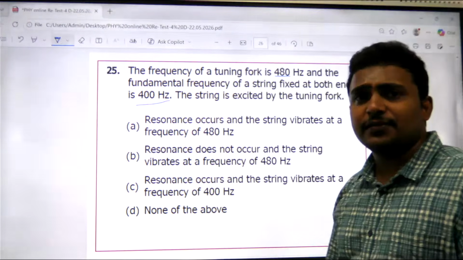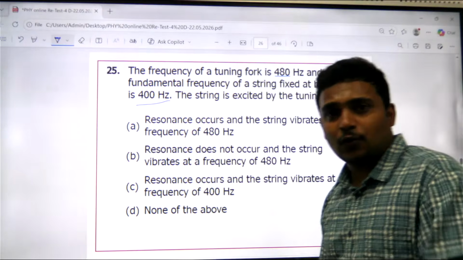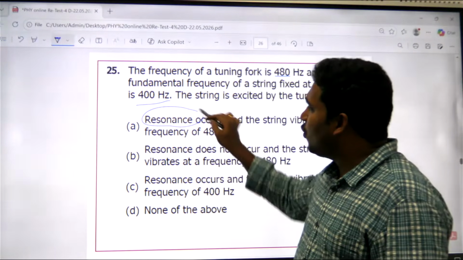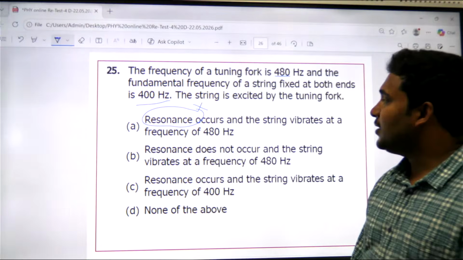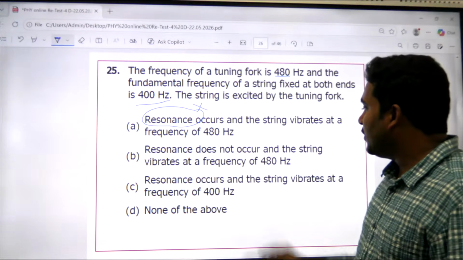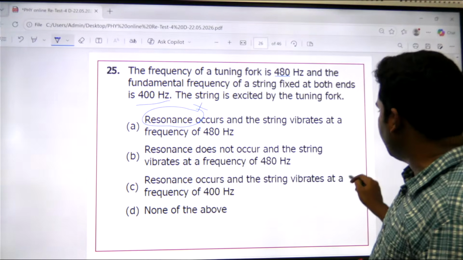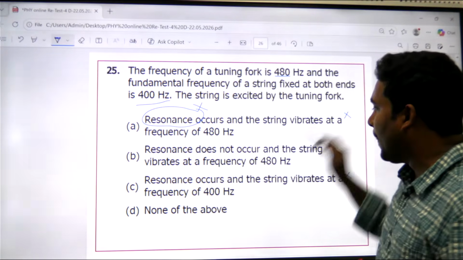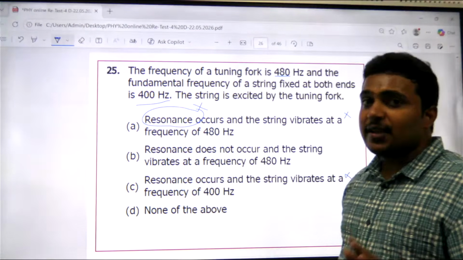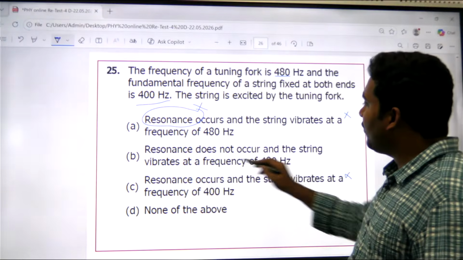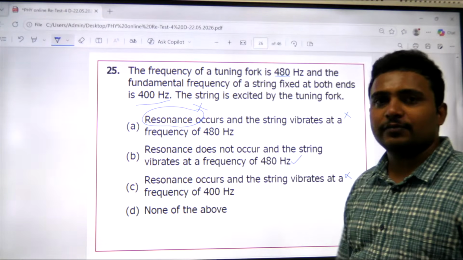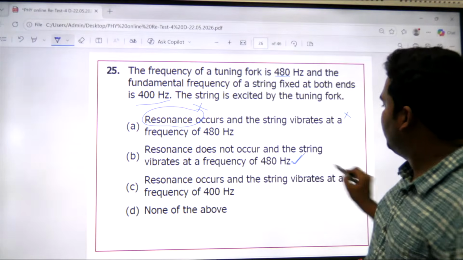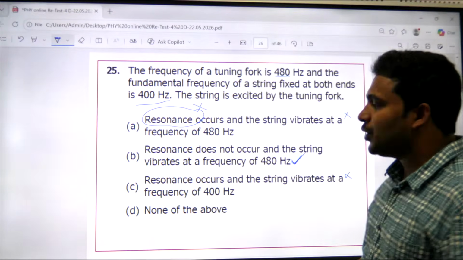Will resonance occur? No. There is no point; resonance will never happen. Resonance does not occur at any cost. So option A says the resonance does not occur, so it's wrong. Resonance does not occur, but the string will vibrate with the given frequency. The string will vibrate with the given frequency. So option B is right.